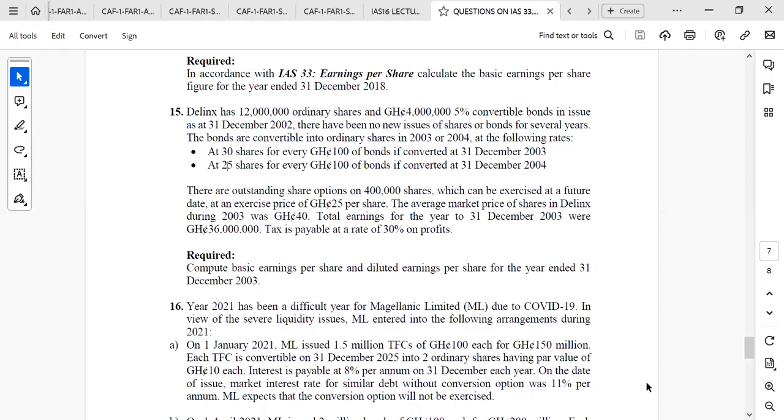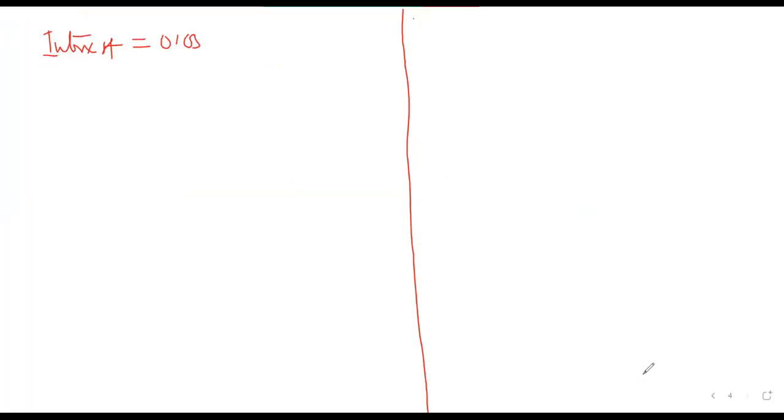Let's account for the interest that we are paying on the convertible instrument every year. The interest will always be the coupon, which is 5% on the 4 million. So we are paying interest of 5% on the 4 million every year. That will be 0.05 multiplied by 4 million, which is 200,000, so 0.2 million. This is the interest that we are paying every year.